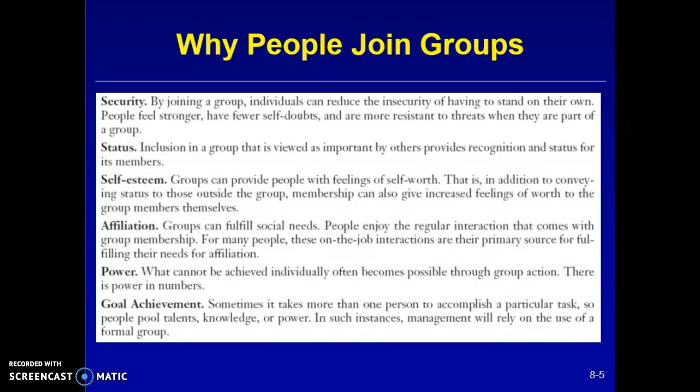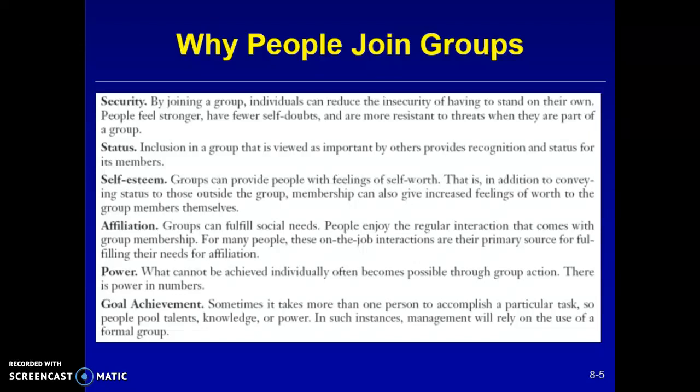Now, why do people join groups? Oh my goodness, there's so many different reasons that they do that, and there's really no single reason why people join groups, but people belong to a number of different groups, and it appears obvious that each group provides different benefits to its members. And we can look at this, and this just gives us several different reasons.